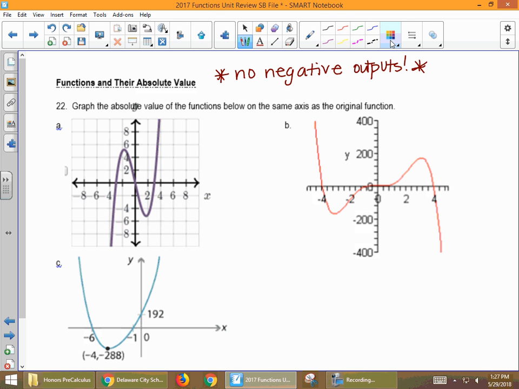So I like to plot my points that are on my x-axis, like for this little cubic guy here. And then any points that are down here under the x-axis, I'm going to flip those up. So that point that looks like it's at -4, maybe -10, is going to come up here. And I'm just going to draw that curve going up.